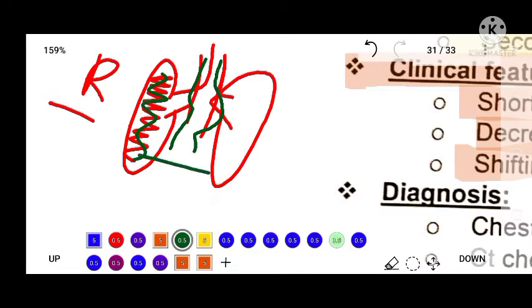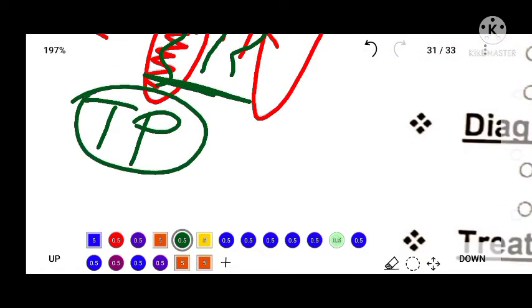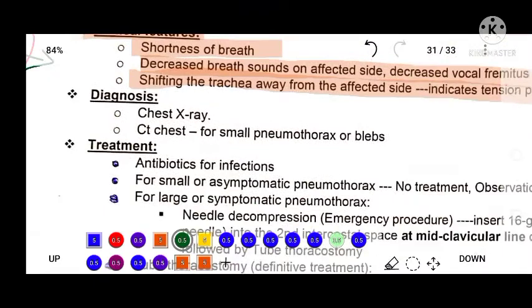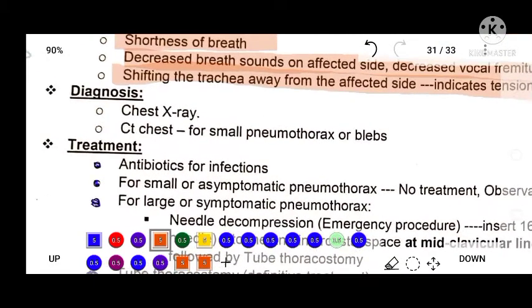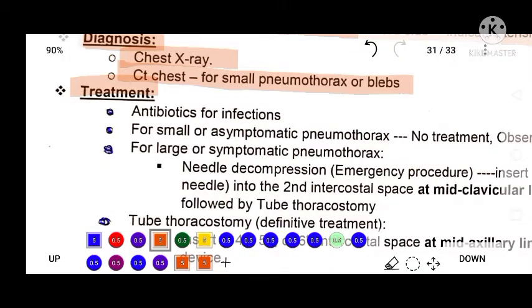So this will indicate the tension pneumothorax, which means the trachea is affected on the opposite side and air is accumulated on the right side of the affected lung. Now the diagnosis for this pneumothorax will be chest X-ray, and CT chest for small pneumothorax or blebs. And the treatment for pneumothorax is antibiotic.